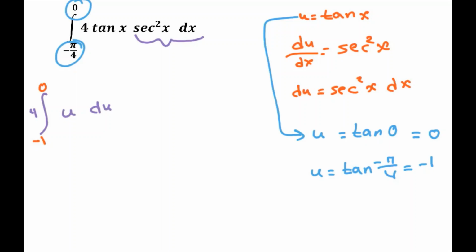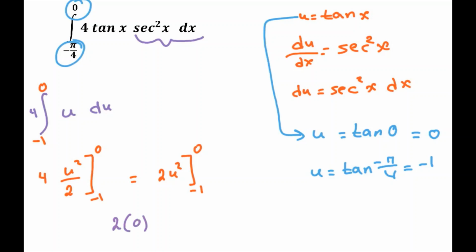Now we can continue. It's going to be 4 u squared over 2 from negative 1 to 0, which is basically equal to 2u squared from negative 1 to 0. And when you substitute u by negative 1 and 0, it will be 2 times 0 squared minus 2 times negative 1 squared. And that's going to be equal to negative 2.